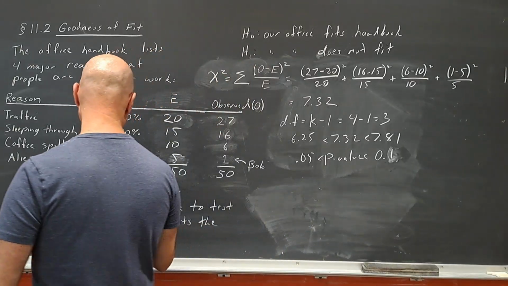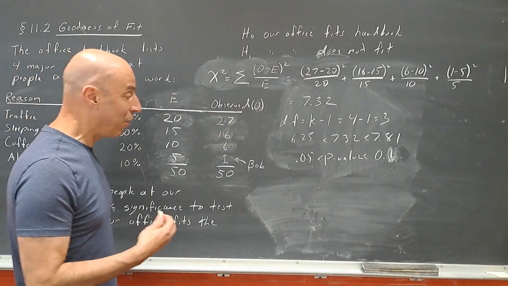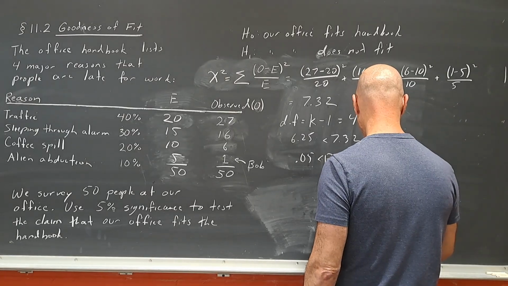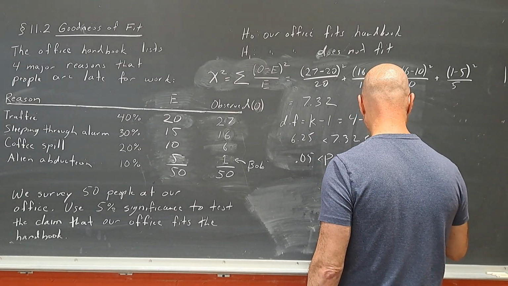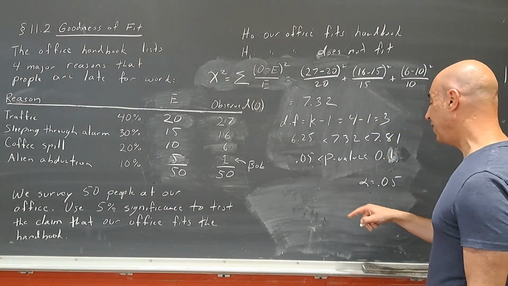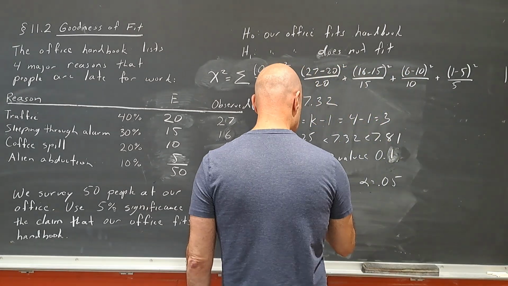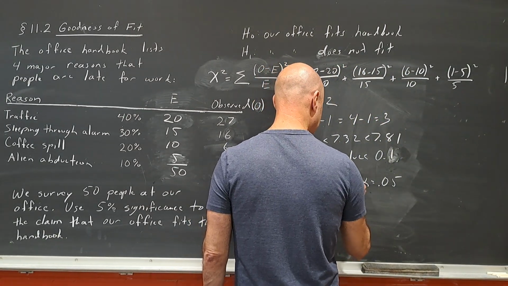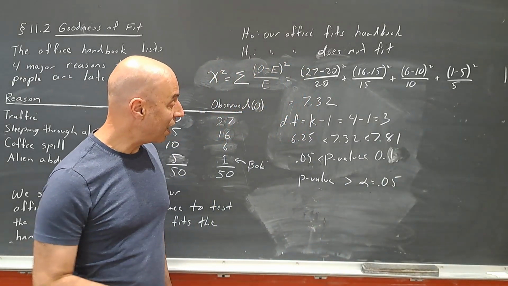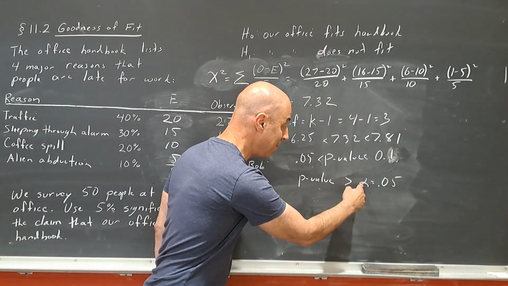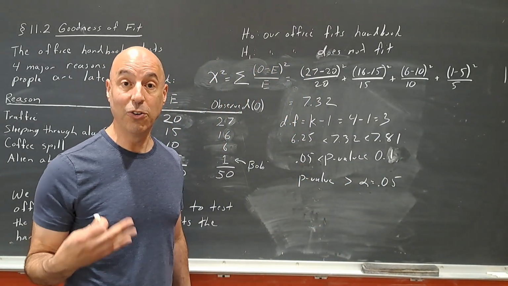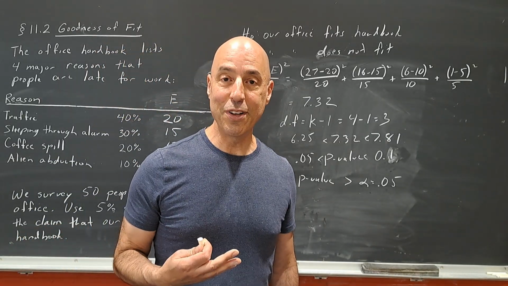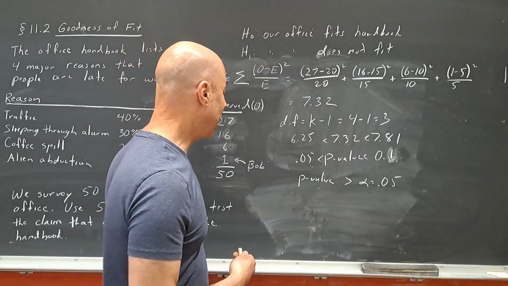Our alpha is 5%. So now we're going to compare our p-value to our alpha. So our alpha is 0.05. Our p-value is definitely bigger than that. Though not by much, but it's bigger. So our p-value is bigger than alpha. P-value is bigger than 0.05, and alpha equals 0.05. So our p-value is bigger than alpha. And we know that when our p-value is bigger than alpha, we do not reject our null hypothesis.